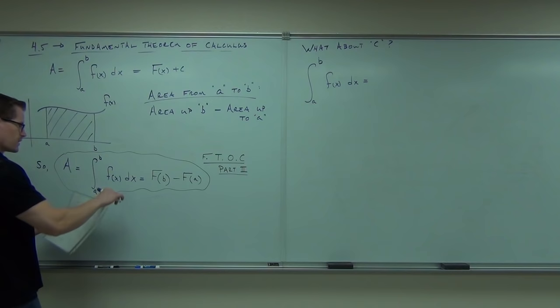Now, how about this one? Oh my gosh, a piecewise function. Can you do it with a piecewise function? Of course you can. It's actually not even that hard. What you have to do, though, is realize what this question is asking you. This question says, I want the integral from 0 to 6 of f of x, where f of x is defined as x cubed when x is less than or equal to 2, and 5x minus 1 when x is bigger than or equal to 2.